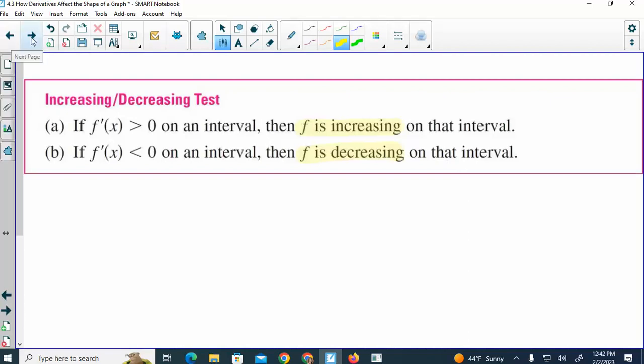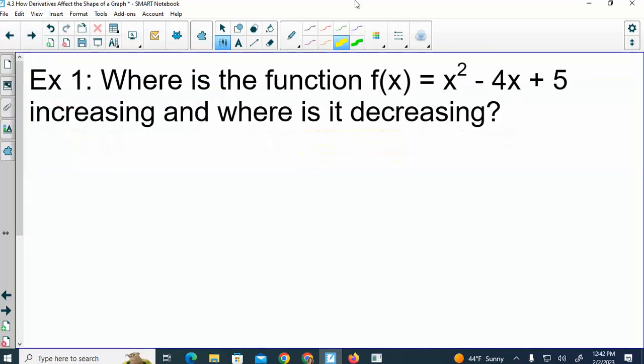So what's your problem? I want to know where this function is increasing and where it is decreasing. So we have to do what? We could look at a graph or find the derivative.